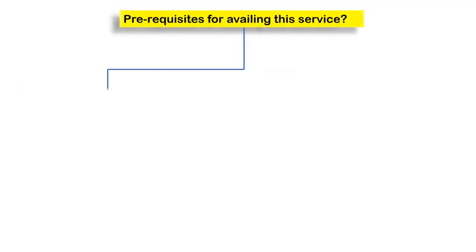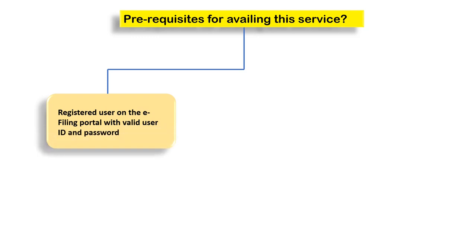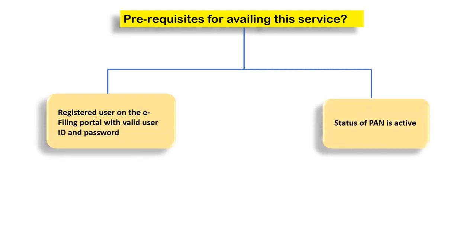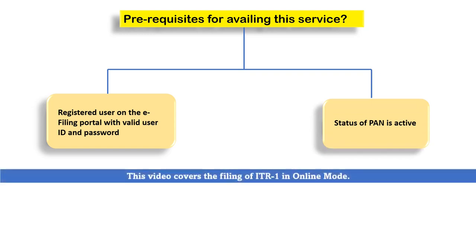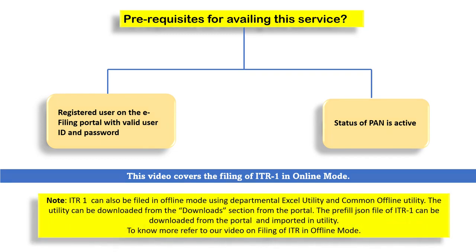Before filing ITR 1, you should be a registered user on the e-filing portal with a valid user ID and password, and it is advisable that the status of your PAN is active. This video covers the step-by-step process of filing ITR 1 in online mode. However, the form can also be filed in offline mode using departmental Excel or common offline utility. The utility can be downloaded from the downloads section from the portal. You can download the pre-filled JSON file of ITR 1 from the portal and then import it in the utility. To know more, refer to our video on filing of ITR in offline mode.